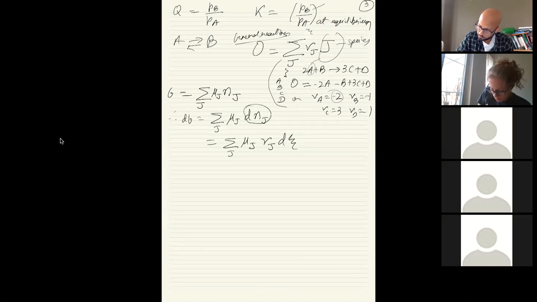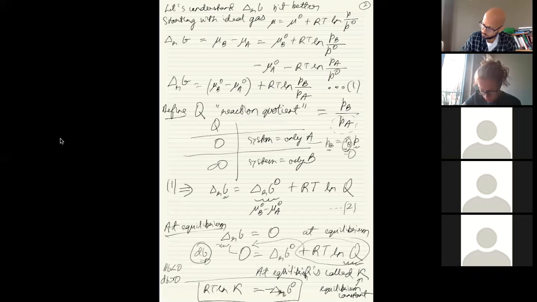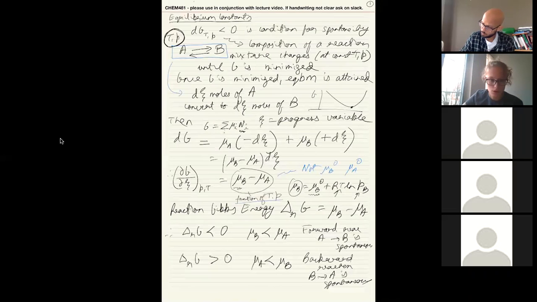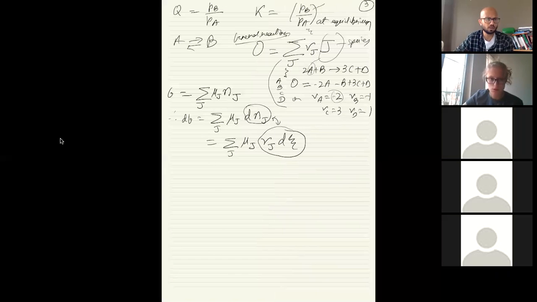Where did this come from? If it confuses you, go back and look at your notes after the class is over, but this is a direct restatement of what we wrote over here. For A, we had mu A times minus d psi. Why did we have minus d psi? Because the coefficient of A here was -1 if you write it in the general format, while the coefficient of B was +1. So you have minus d psi with mu A and plus d psi with mu B. Here you will have mu J nu J d psi in a general setup, and you don't have to worry about minuses and pluses because they are accounted for in the stoichiometric coefficient.